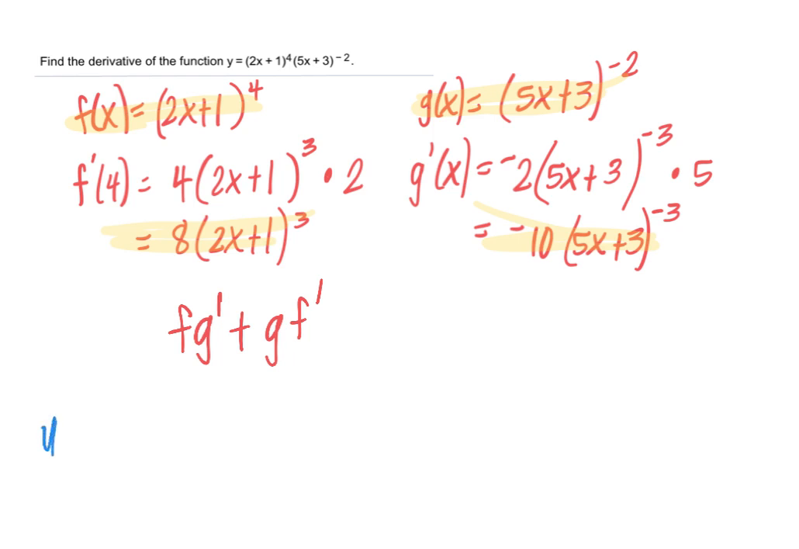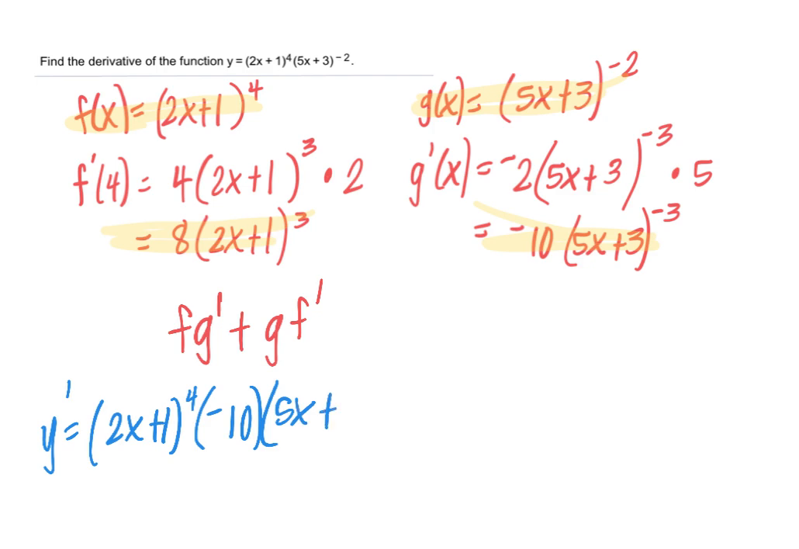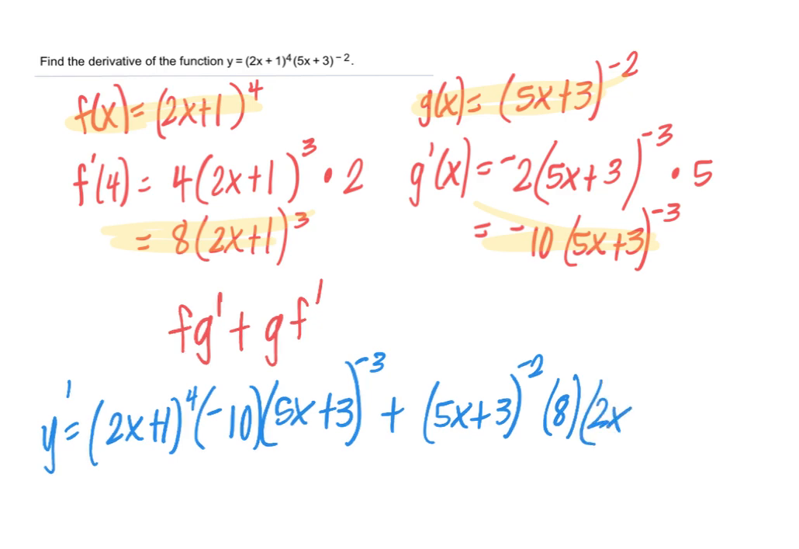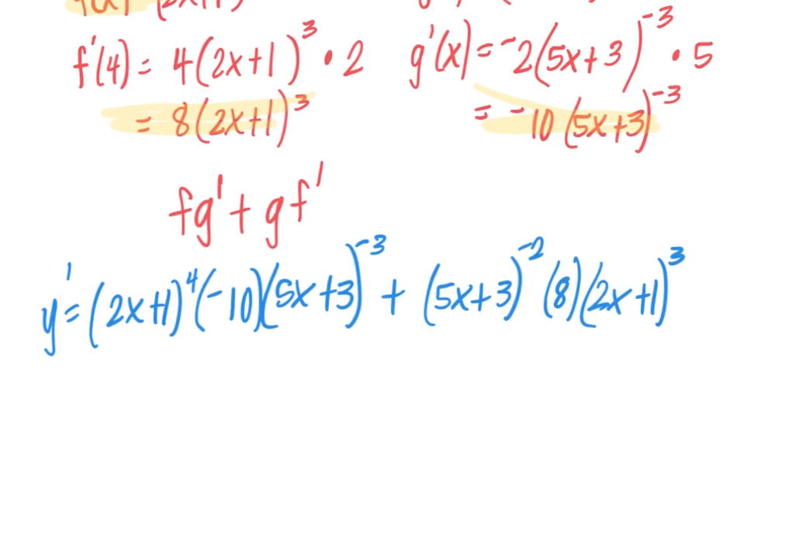So our derivative of y, the first function was 2x plus 1 to the fourth. The derivative of the second function was negative 10 times 5x plus 3 to the negative 3. The second function was 5x plus 3 to the negative 2. And the derivative of the first function was 8 times 2x plus 1 cubed. So the calculus has been performed at this point, but now I want to simplify using algebra.